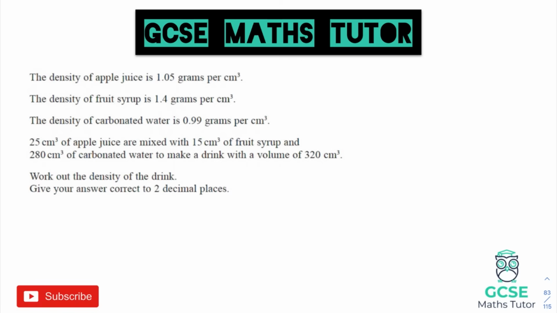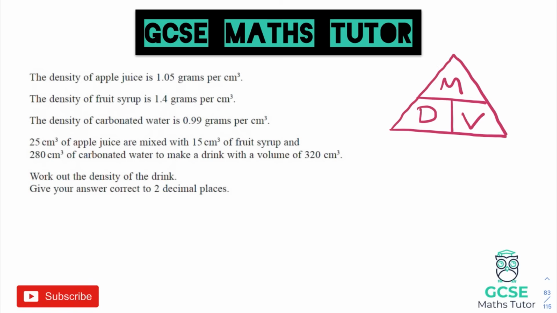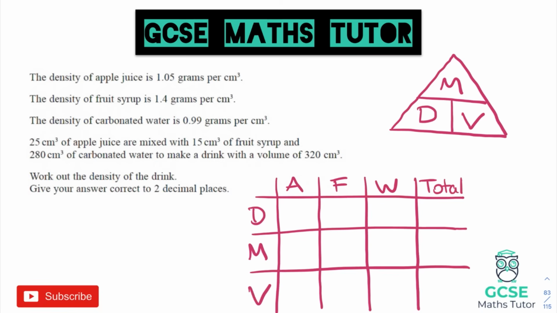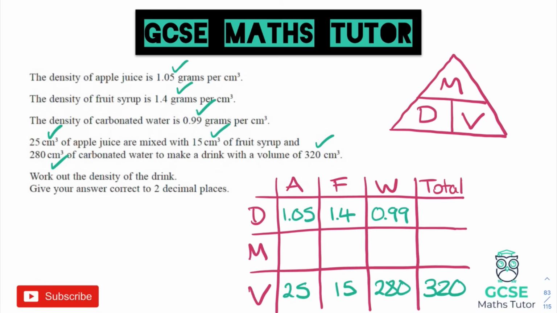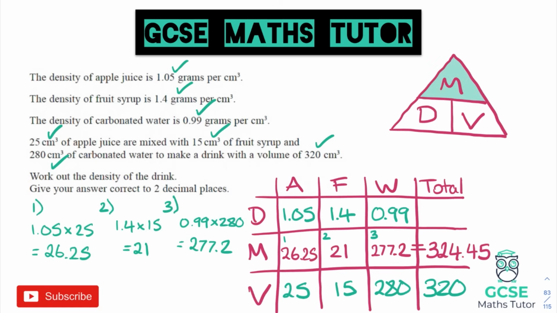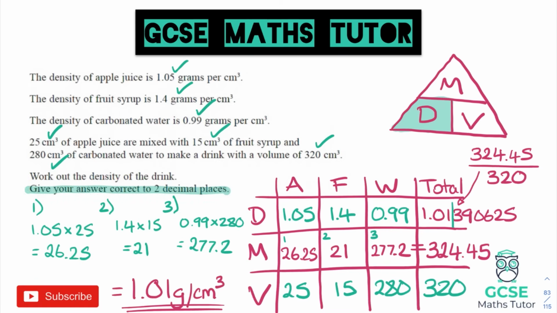So if you have multiple things that are getting mixed together, write down your density, mass, volume formula. If you do have ones like this, you can again use a two-way table, and again you want to write down anything from the question into your two-way table so that we can actually go about using the formula. From here you can work out any missing pieces. So for the mass, we would do density times volume. We want to get the overall mass and the overall volume in order to work out the overall density of any mixtures. So here we might also be asked to round our answer, so make sure you round that right at the end.